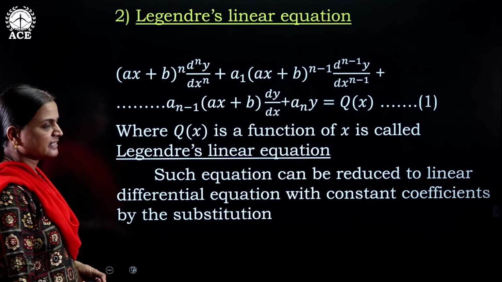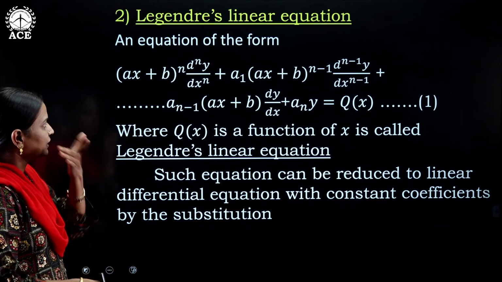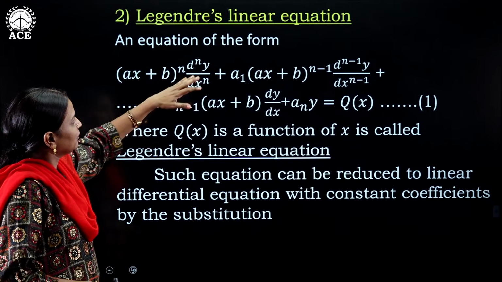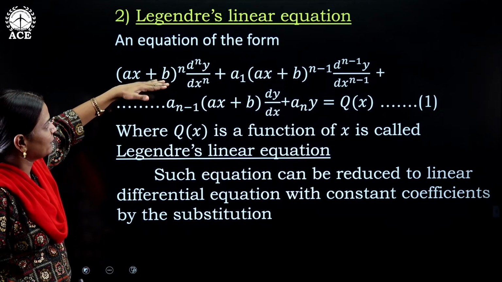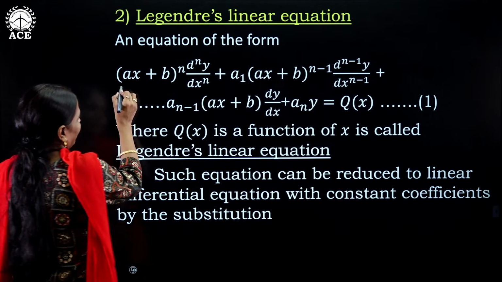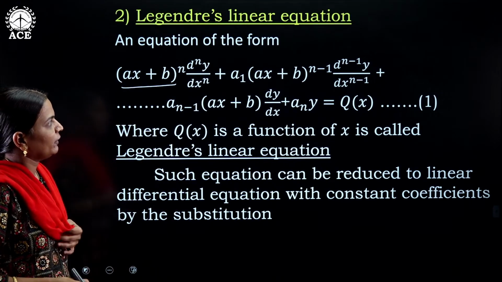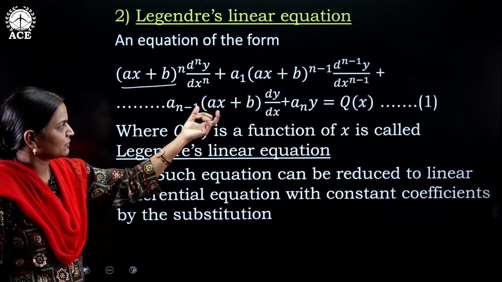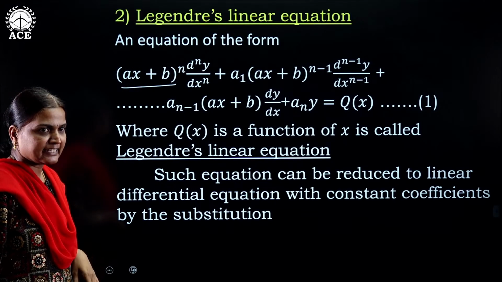Yes, next one is Legendre's linear equation. So what is Legendre's linear equation? An equation of the form which is similar to the previous one, but in place of x we have a linear factor ax plus b whole power n into nth derivative plus a1 into ax plus b whole power n minus 1 into n minus 1th derivative, and so on. This type of equation is called Legendre's equation.